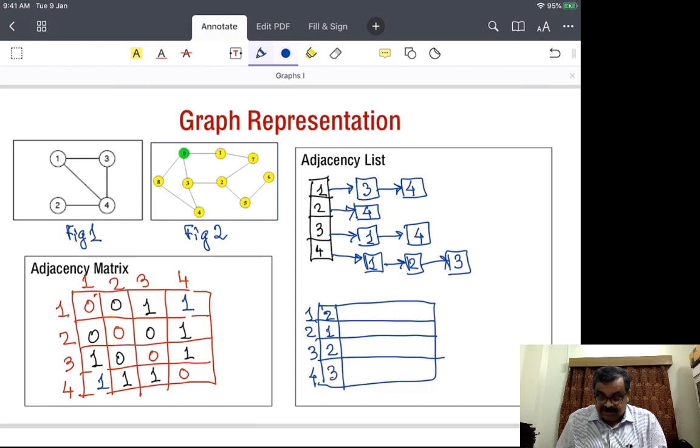And after this, we could mention which edges they are. So this would be 3, this would be 4, this would be 4, this would be 1, 4, and this would be 1, 2, and 3. There are various other ways in which you can represent it, but an adjacency list representation maintains a list of edges to which it is connected, whereas an adjacency matrix representation maintains the full matrix of connectivity.